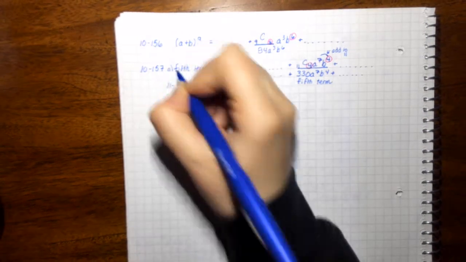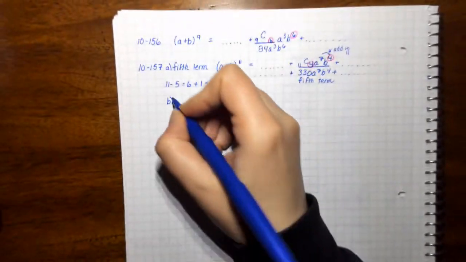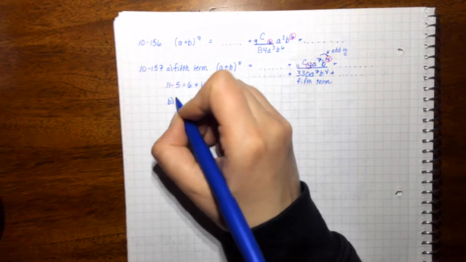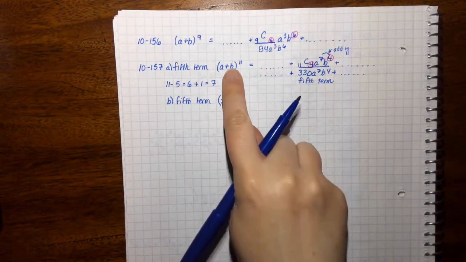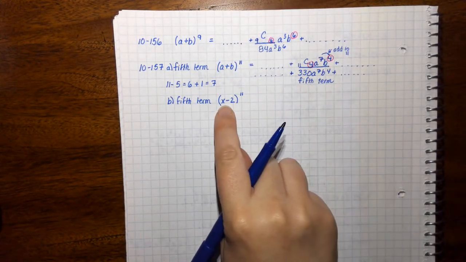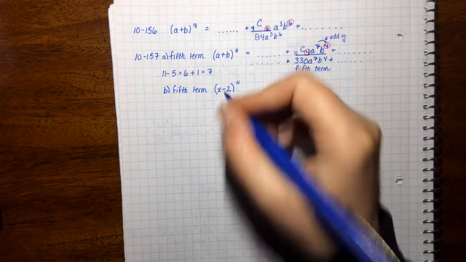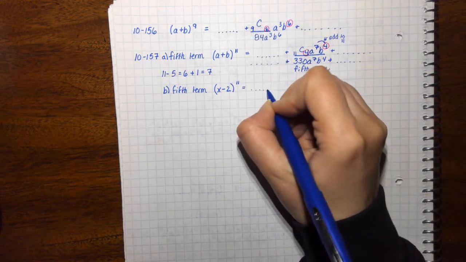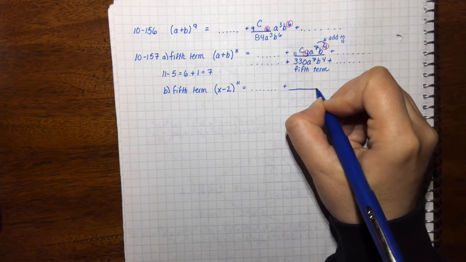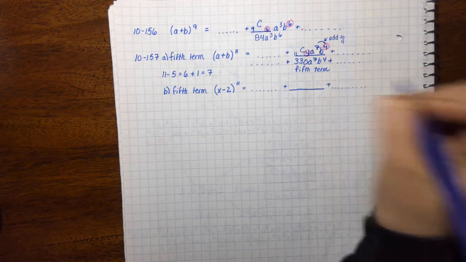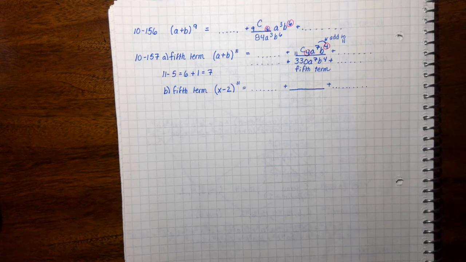Okay, that's actually A. B says we're going to take this knowledge and we're going to find the 5th term of x minus 2 to the 11th. Okay, so this is very important that we kind of follow these same patterns. It doesn't matter what these things are in the front, we're just going to replace them. So I want you guys to see that this is exactly the same, and it will give us a good opportunity to review what we just did in case anyone found A to be really challenging.